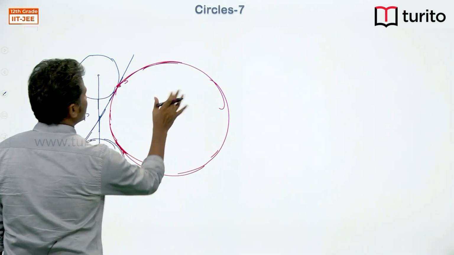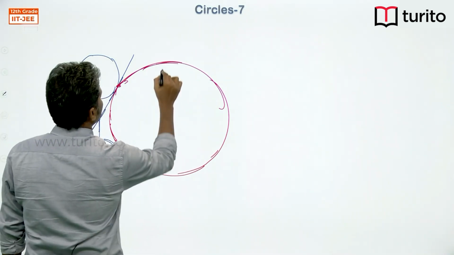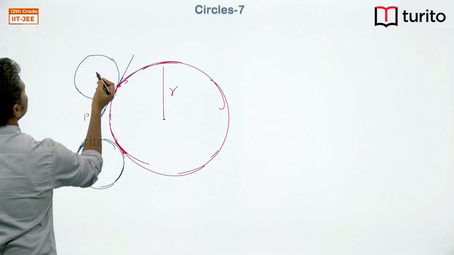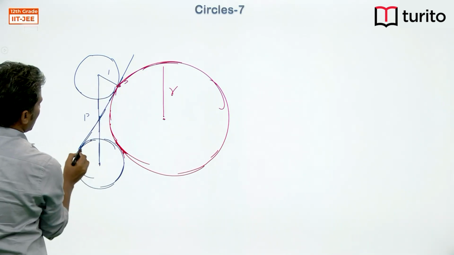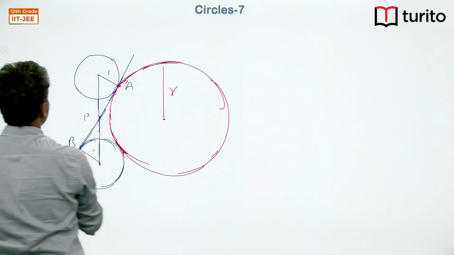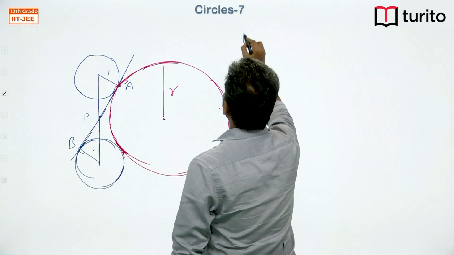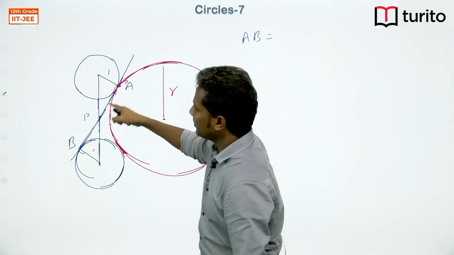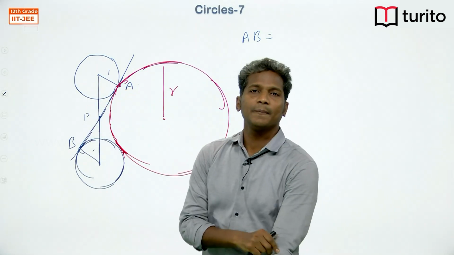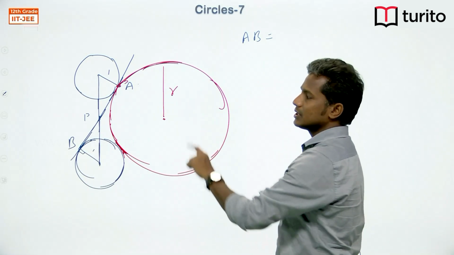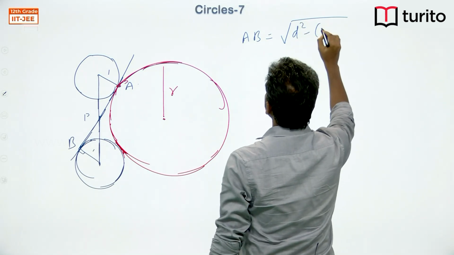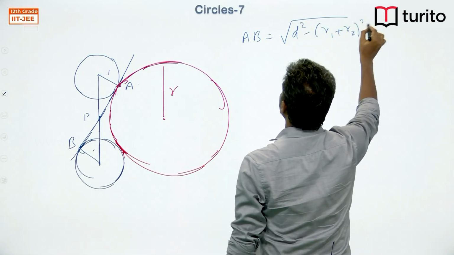Now we have to find the radius of the red circle. Let's say the radius of the red circle is r, and we know the radii of these blue circles. This radius is 1 unit and this radius is 1 unit. If I take this point as A and this point as B, AB can be calculated assuming that AB is the transverse common tangent to these two circles. Now what is the formula for transverse common tangent? We have just derived it to be root of d square minus (r1 plus r2) whole square.